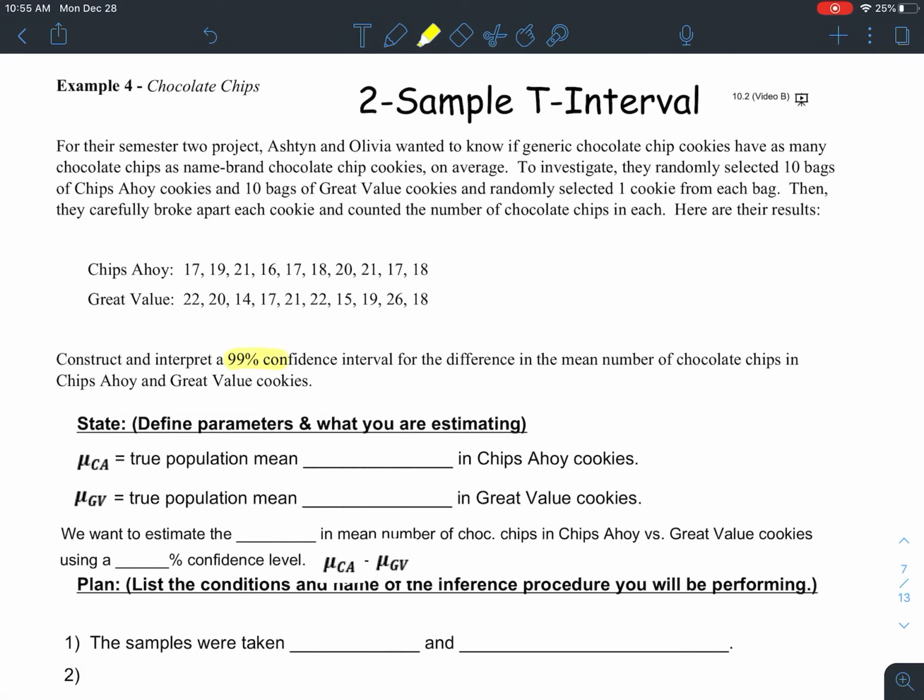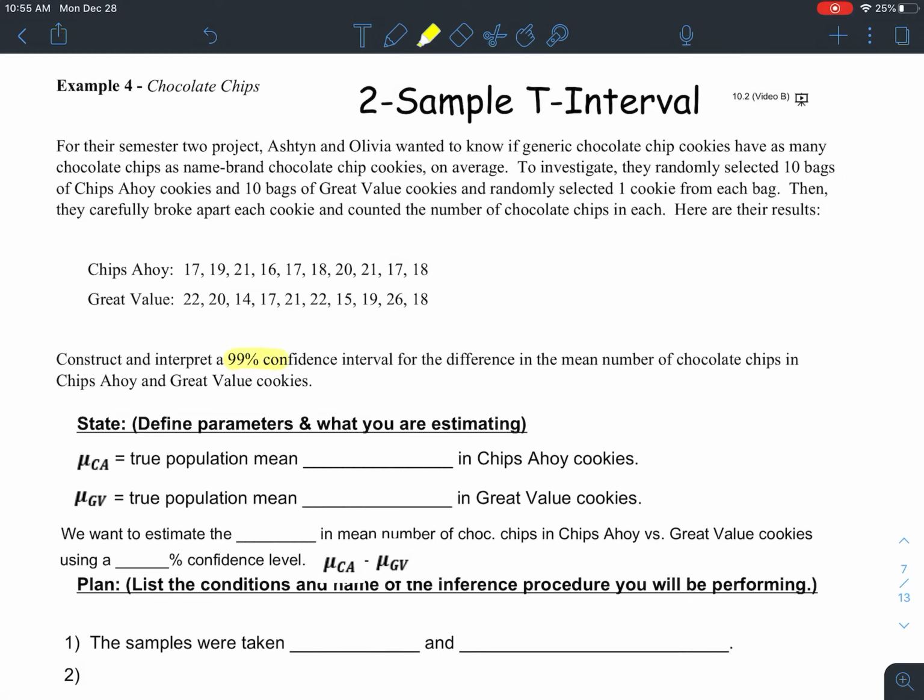Now, when you make this on the calculator, you absolutely have to copy the box plots down onto your paper when you're doing this on the AP test. Very important that you're labeling your axis as well. So our x-axis is going to represent the number of chocolate chips. And I'm going to have two box plots: one drawn for Chips Ahoy and one drawn for Great Value.